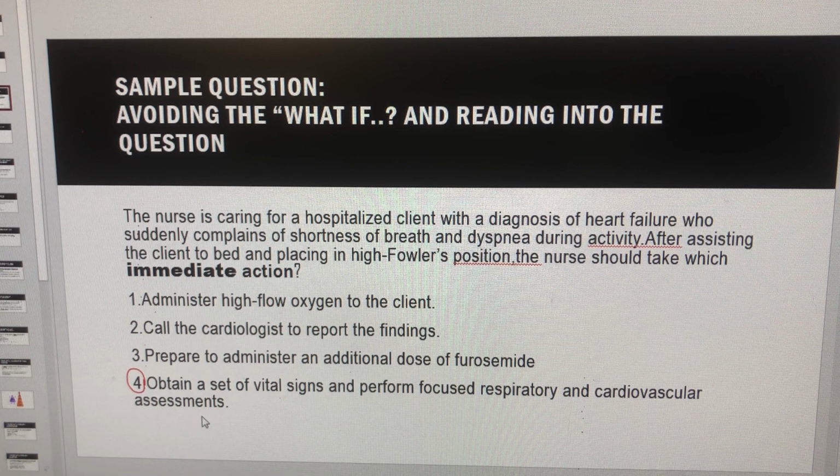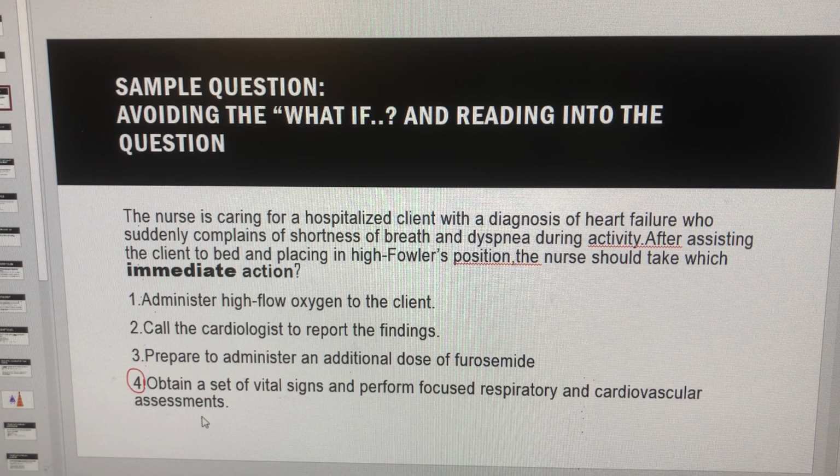Note the strategic word immediate. And focus on the data in the question, the client's complaints. Use the nursing process and note that vital signs and assessment data would be needed before administering oxygen, administering medications, or contacting the cardiologist. Although the cardiologist may need to be notified, this is not the immediate action because there are no data in the question that indicate the presence of pulmonary edema. That is why the correct answer is number 4.